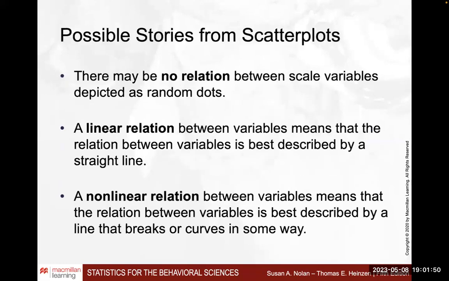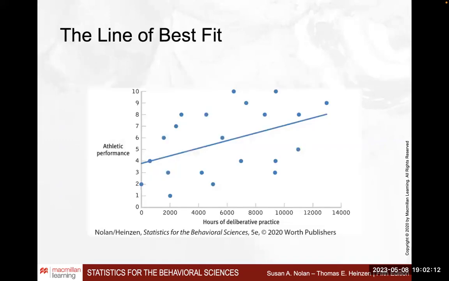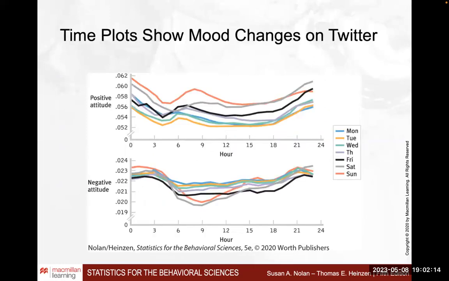Know how to interpret the regression equation clearly. Linear, nonlinear, line graphs. Line graphs are only used when you have time on the x-axis, and only then would you connect the dots. Never connect any dots on a scatter plot. So a line graph really is exclusively visualizing changes over time. And this is a good example of a line graph. That's a line graph or a time series plot.